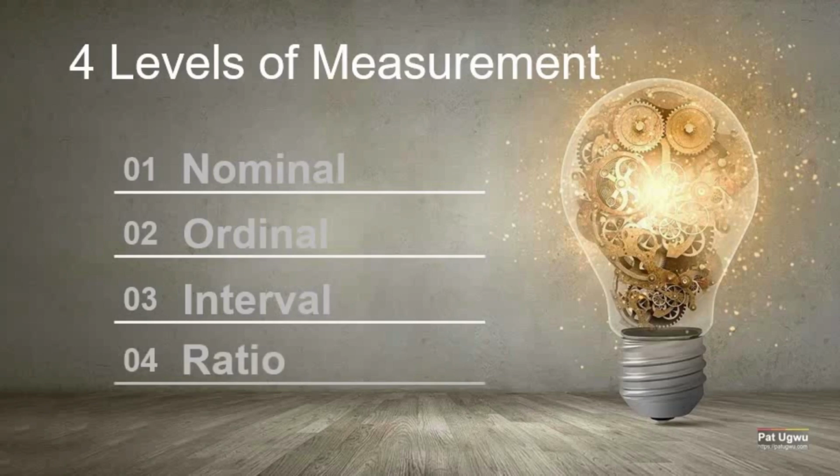The fourth one is ratio scale. The ratio scale has equal intervals between scale values and a true 0 point. This means the ratios between values are meaningful. All mathematical operations can be performed on ratio scale data, including multiplication and division.